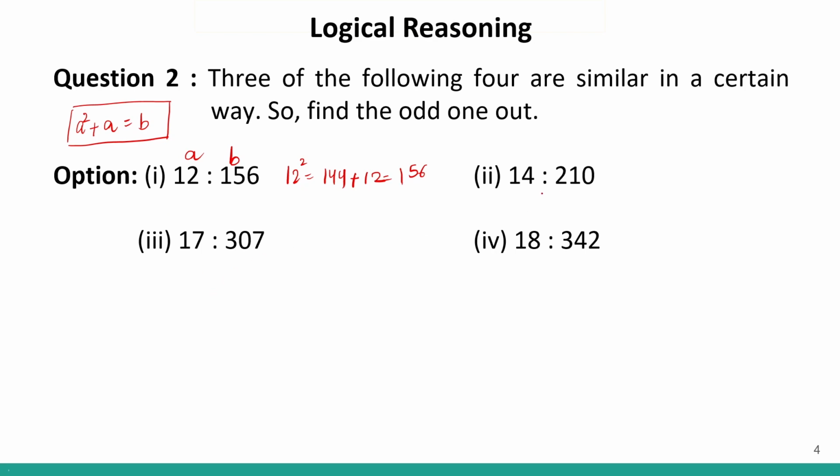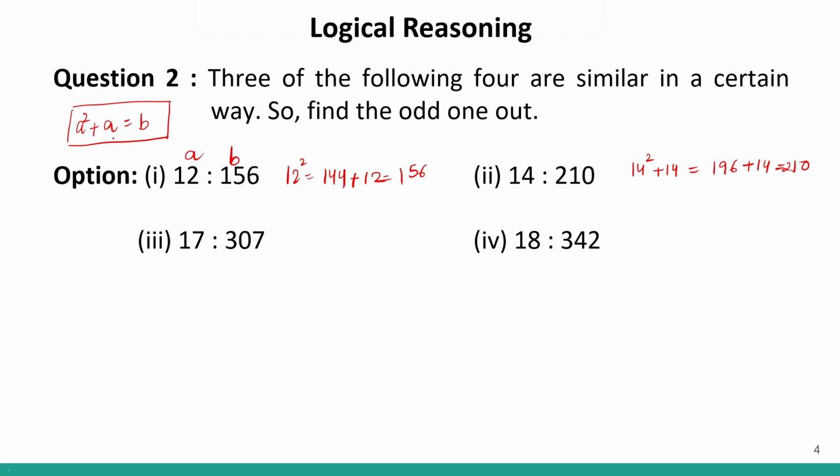Now let us check for option number 2. 14 square plus 14. 14 square will be 196. And if I add 14 to this, I get 210. So 14 square plus 14 is 210, which is correct for option number 2 as well.